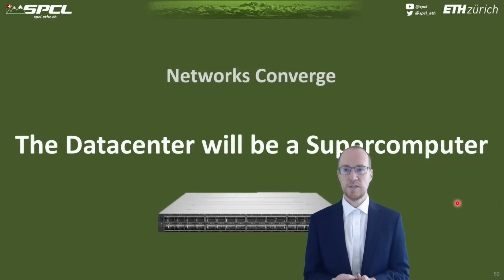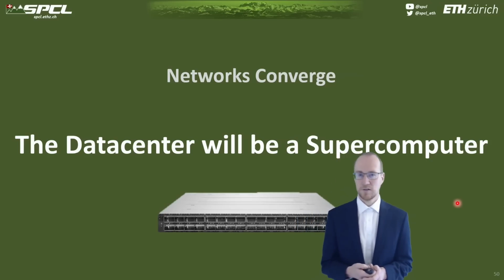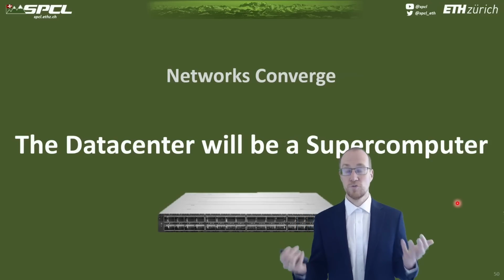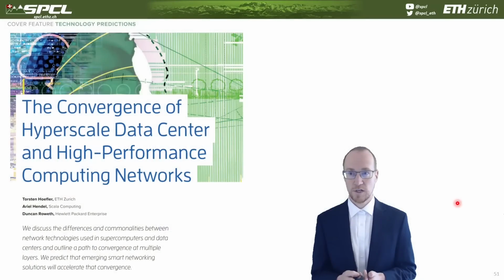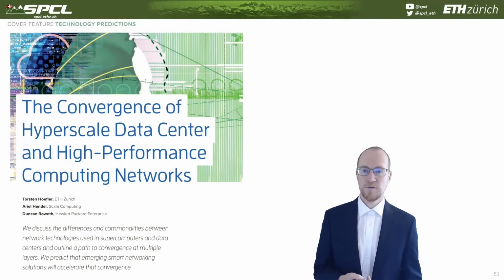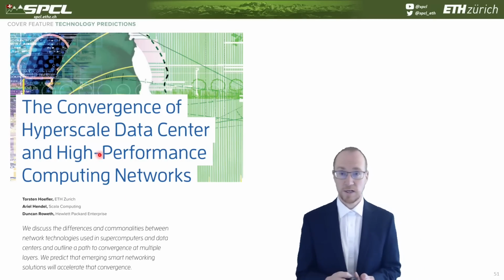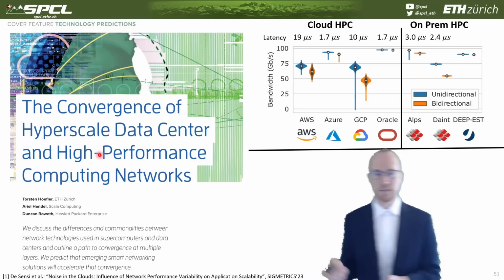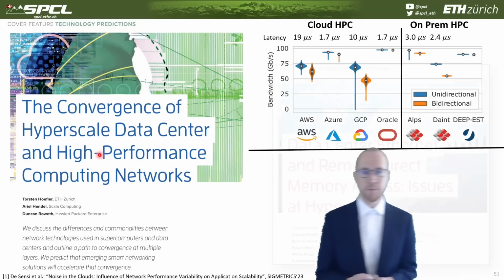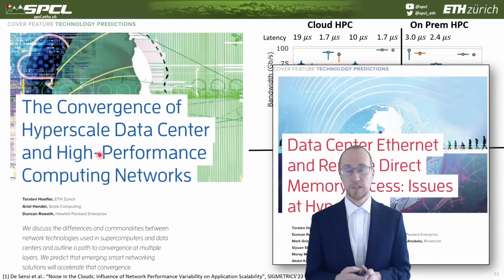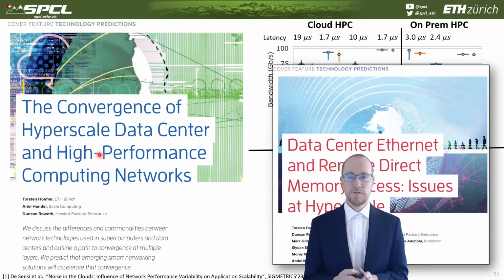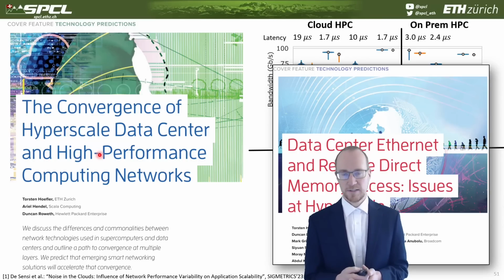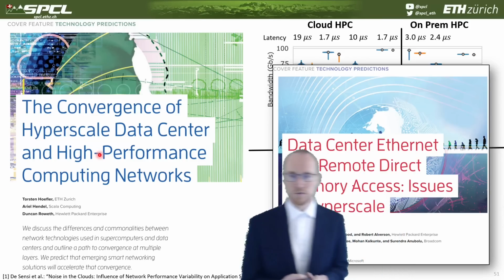So here I want to give you a little bit of an overview in the last couple of minutes about how these networks converge, because data centers in the future, AI data centers, will be supercomputers. So they will require supercomputer networking. Together with some industry colleagues, I've actually written an early article on this a couple of years ago that talks about the convergence of hyperscale data center and high performance computing networks, which is happening right now. We outlined many features in this, many benchmark results in the Sigmetrics paper, that they're already somewhat converging a couple of years later. And then we found that data center Ethernet and remote direct memory access is not sufficient to solve these issues at hyperscalers.